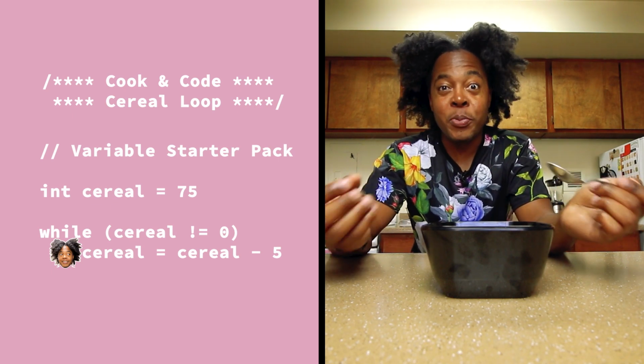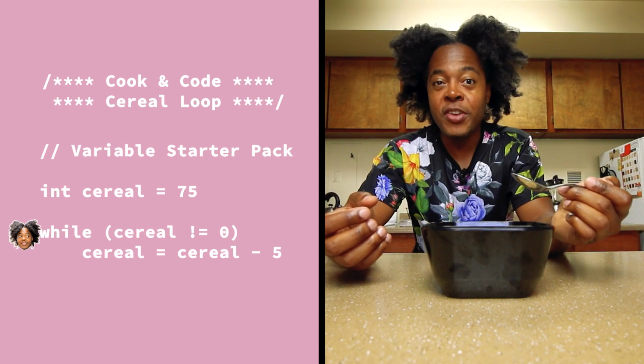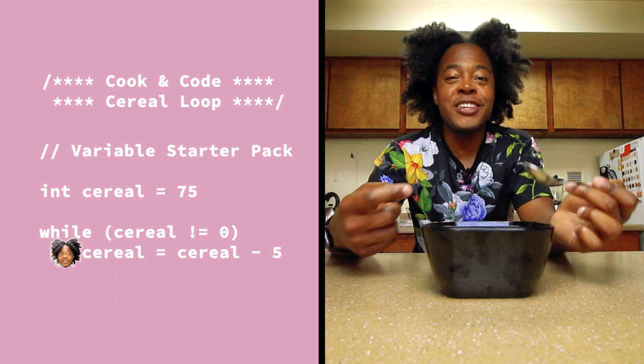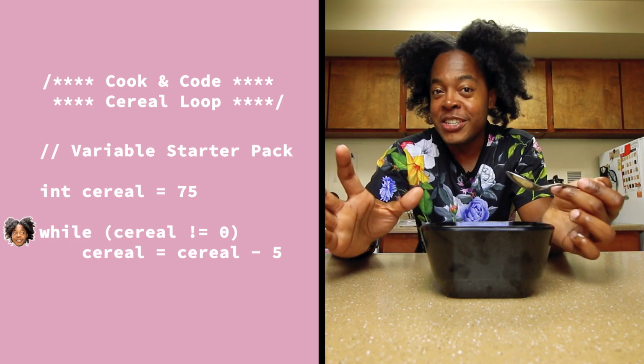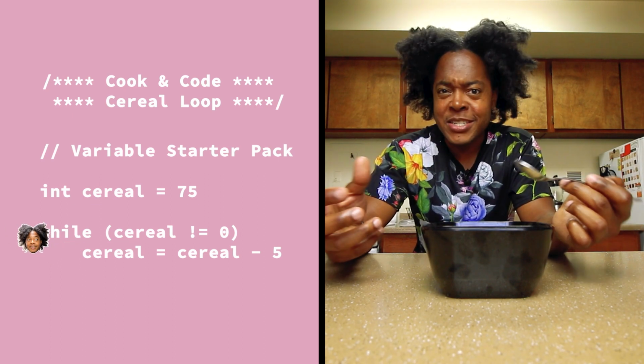We keep repeating this process. We check the condition of the loop. Is it true? If so, we enter the body of the loop and follow its code. Then we check the loop again. Is the condition true? If so, we repeat. We keep doing this process.